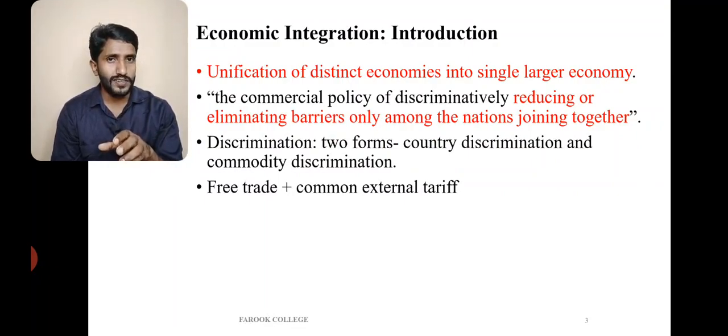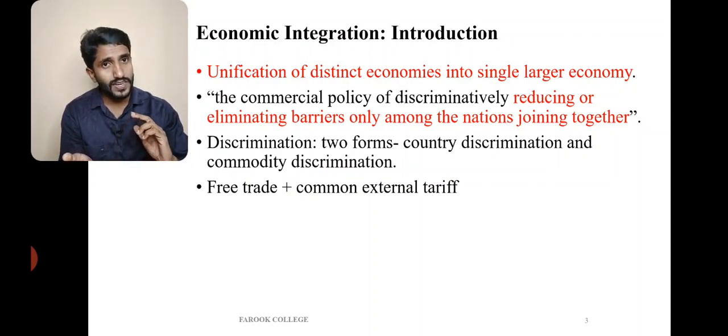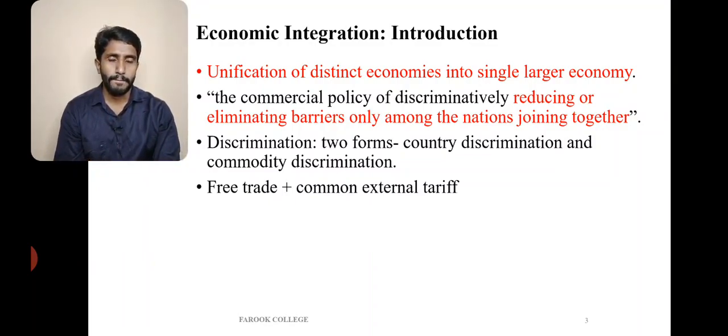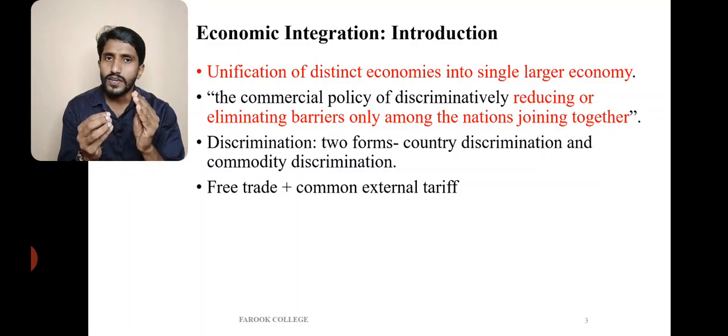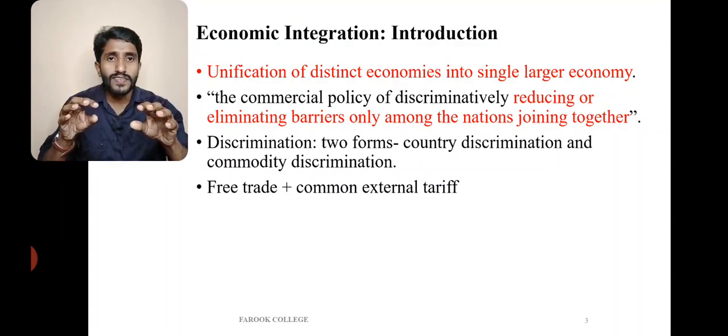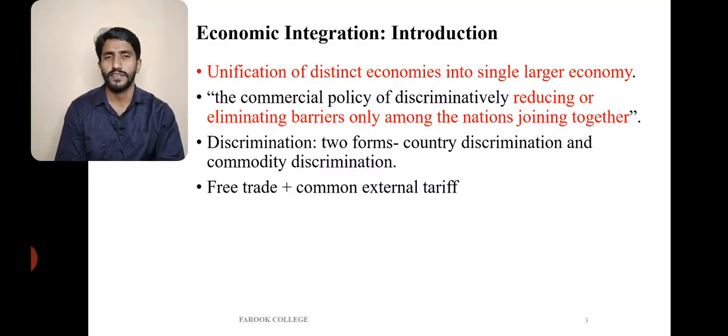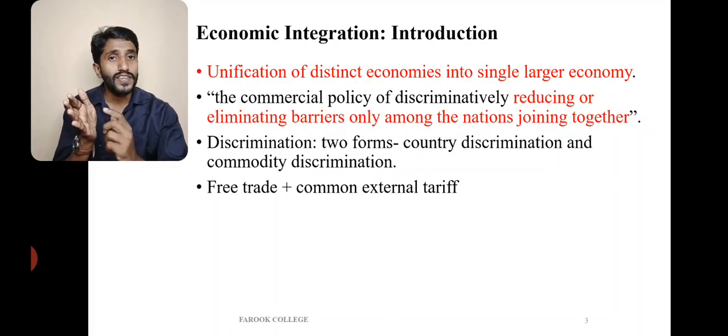When we are saying that there is a discrimination among the nations, there might be two ways. It might be discrimination between the countries or among the countries, or discrimination based on commodities. Suppose that a few countries have joined together and they are reducing or eliminating the barriers among the members. So it is a discrimination on the basis of countries, because some countries have joined, so they are reducing the barriers among themselves. So it is a discrimination based on countries.